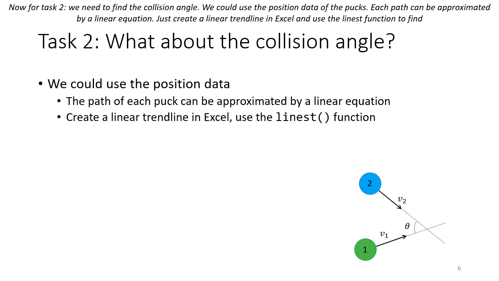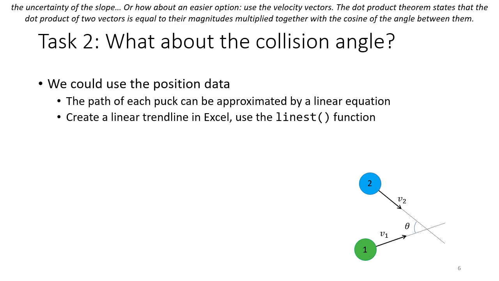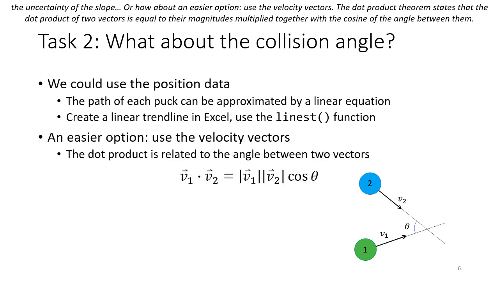Now for task 2, we need to find the collision angle. We could use the position data of the pucks. Each path can be approximated by a linear equation. Just create a linear trendline in Excel and use the line_st function to find the uncertainty of the slope. Or how about an easier option?